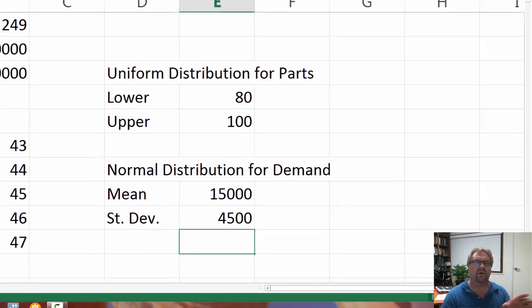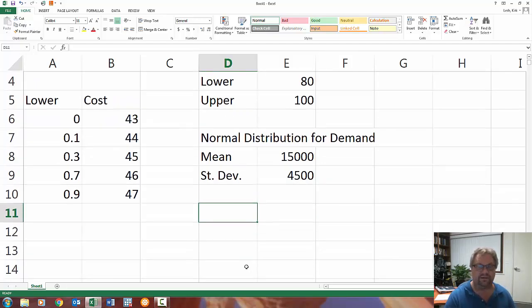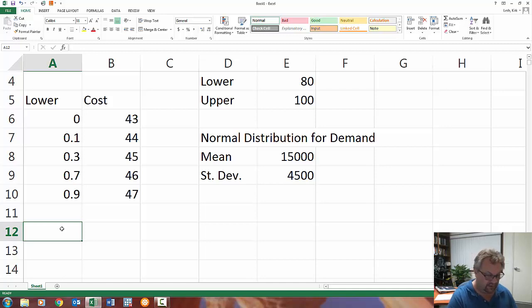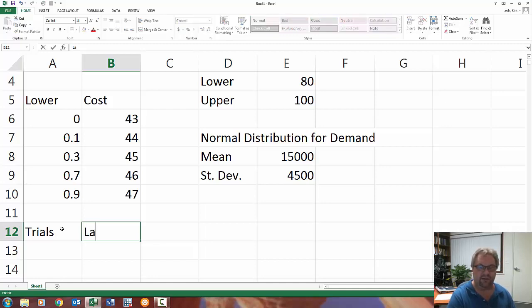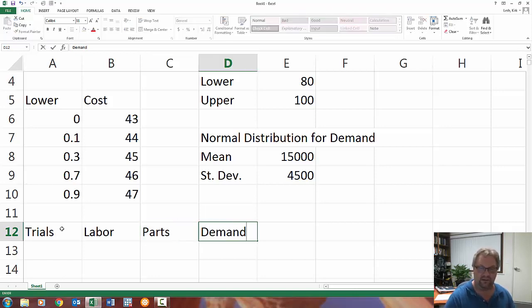So here I've got all these input cells. Now I can just reference all these cells. If something changes down the road, I just change this and everything else will update. I'll show you that as soon as I'm done. Okay, so with that said, now I'm in a position to start creating my trials. So trials, and I need to simulate my labor costs, my parts cost, my demand, and then of course my profit.